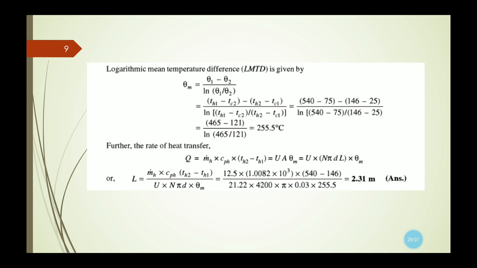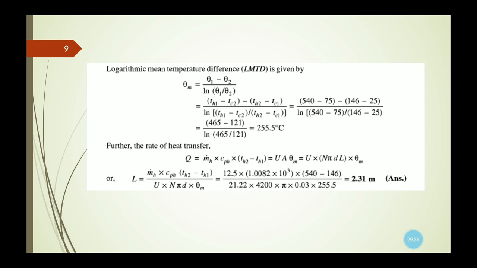Now we need to calculate the length of the tube, so we first need to use the formula of the LMTD in case of this counter flow. By using the formula of the LMTD, we can calculate the value of theta m, which is coming as 255.5 degrees centigrade. After that, to calculate the rate of heat transfer, we can use the formula Q equals U A theta m.